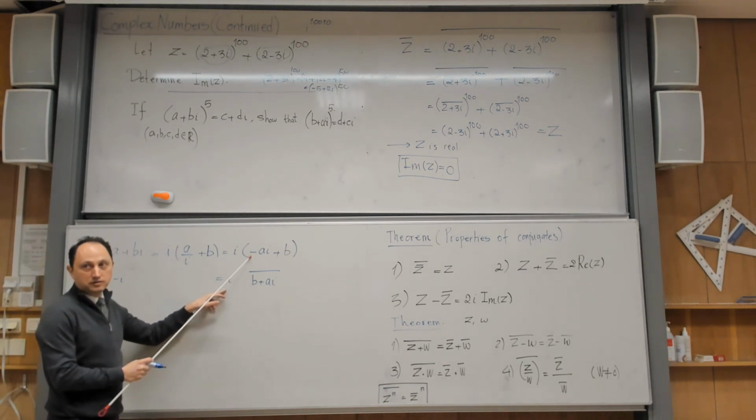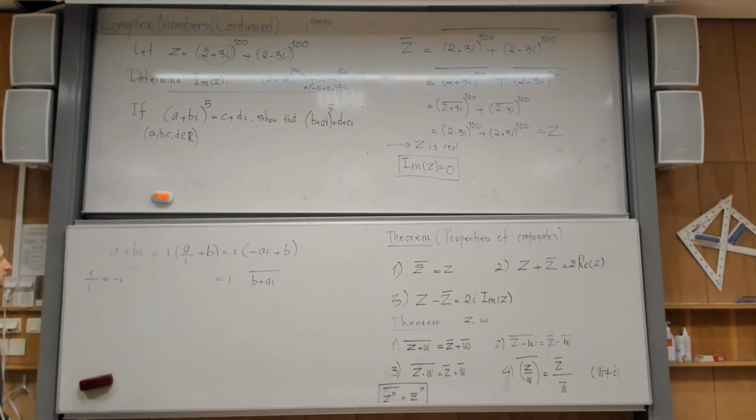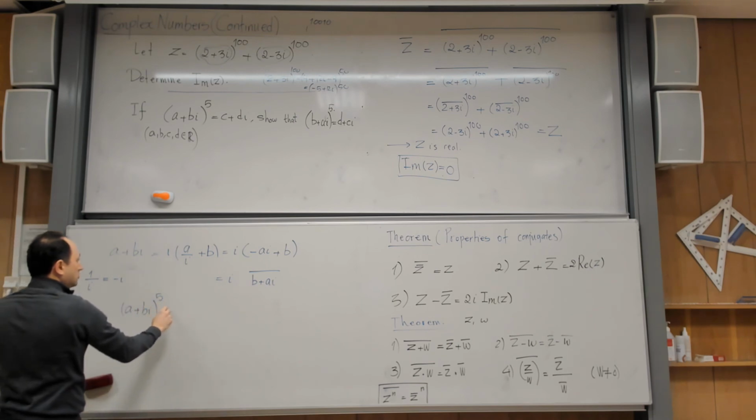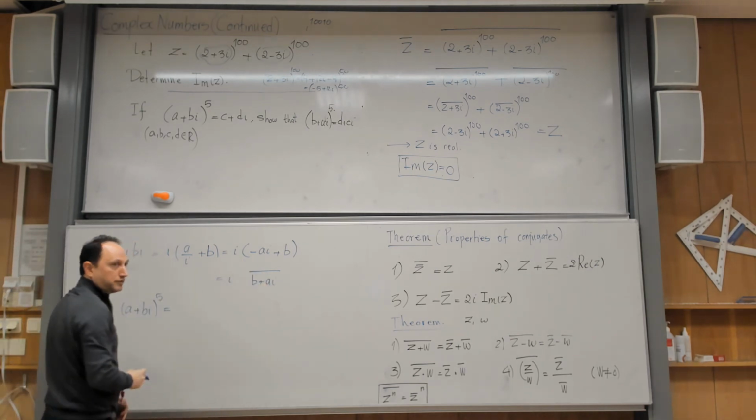Yes? Okay, so then this tells me that (a + bi) to the power of 5 is equal to this expression to the power of 5.